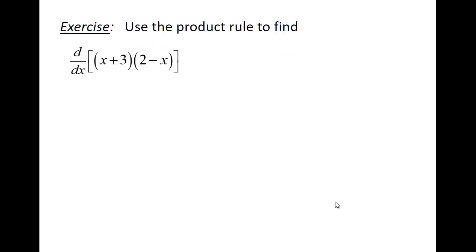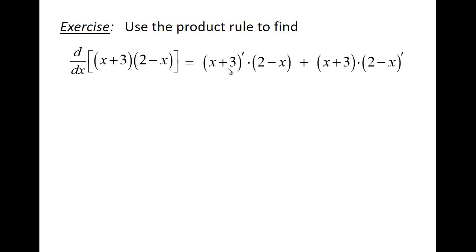Let's say I want to use the product rule to find the derivative of x plus 3 times 2 minus x. So here I'm going to think of this as the first factor and this is the second factor. So by the product rule, we take the derivative of the first factor. By putting a prime, I'm denoting the derivative of the first factor, multiplied by the second factor as it is, plus the first factor as it is, multiplied by the derivative of the second factor.